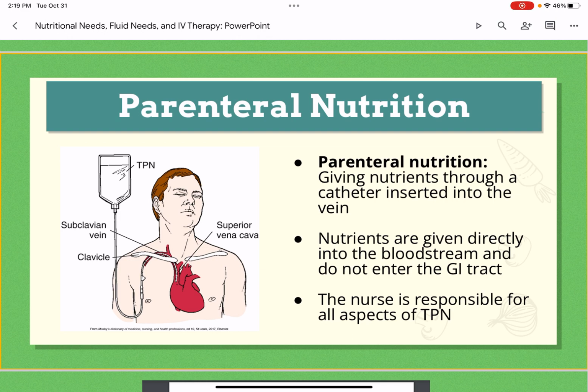The nurse is responsible for all aspects of the TPN. However, the CNA can report observations to the nurse. Those observations include signs of infection, chest pain, difficulty breathing, cough, nausea, vomiting, tachycardia, pallor, confusion, or behavioral changes.